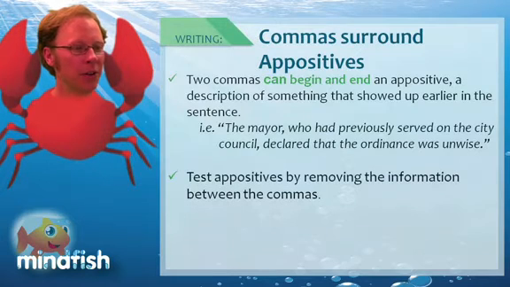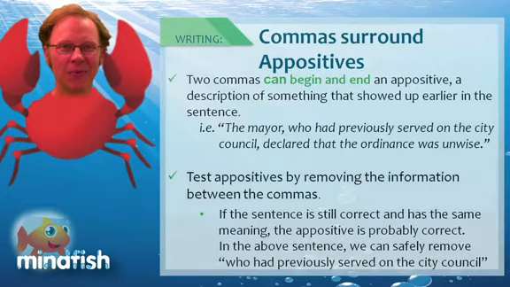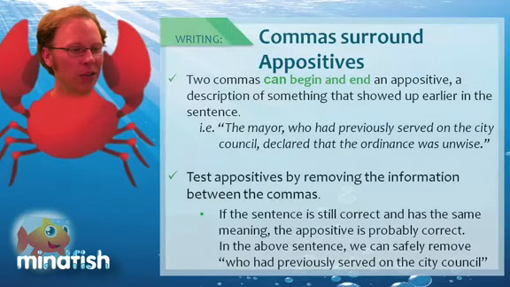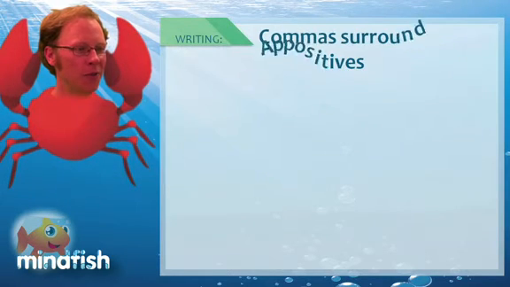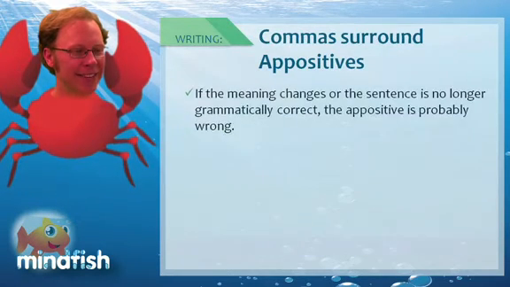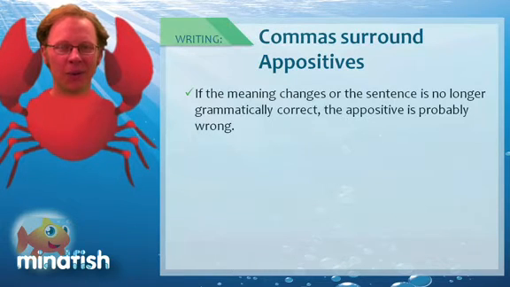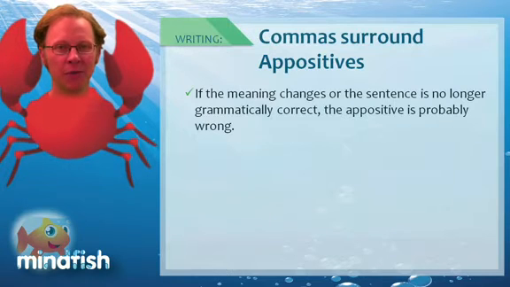To test if appositives are correctly formed, we can remove the information between the commas. For example, in the sentence I just read, we could remove all of the information between the 2 commas and the sentence would still be grammatically correct. It would read, the mayor declared that the ordinance was unwise. Still makes sense. If we remove the material between 2 commas in a sentence and the meaning of the sentence changes, or we end up with a grammatically incorrect sentence, the appositive has probably been improperly formed.